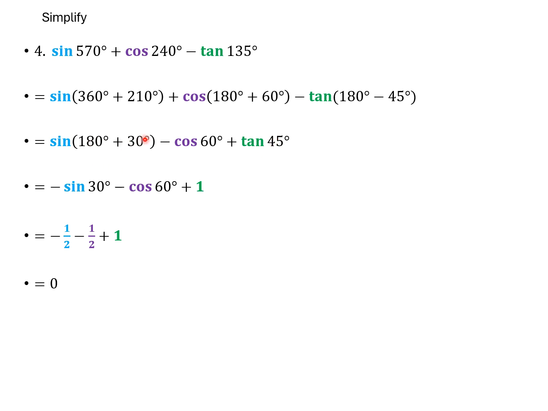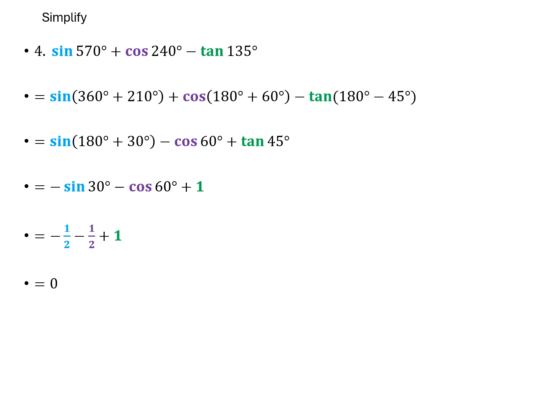Sine 180 plus 30 falls in the third quadrant where sine is negative, so therefore it becomes negative sine 30, minus cos 60 and tan 45, which is simply 1. Sine 30 is half, so that becomes negative half. Cos 60 is half, that becomes negative half. Negative half gives me minus 1 plus 1, which then gives me 0.